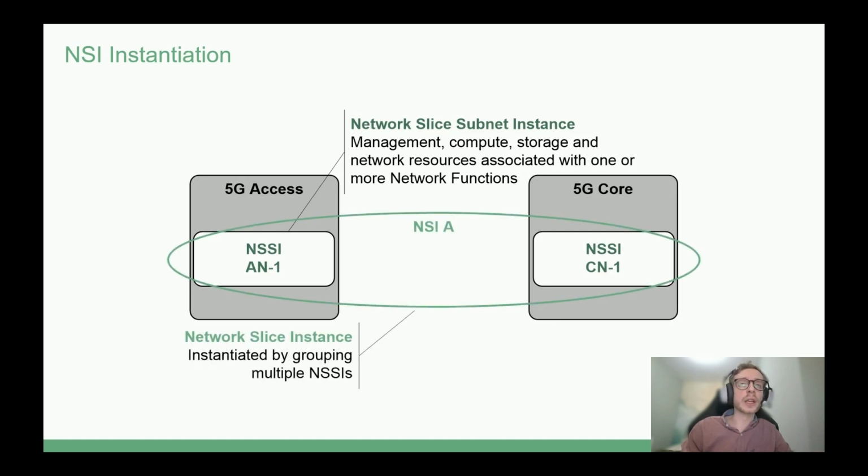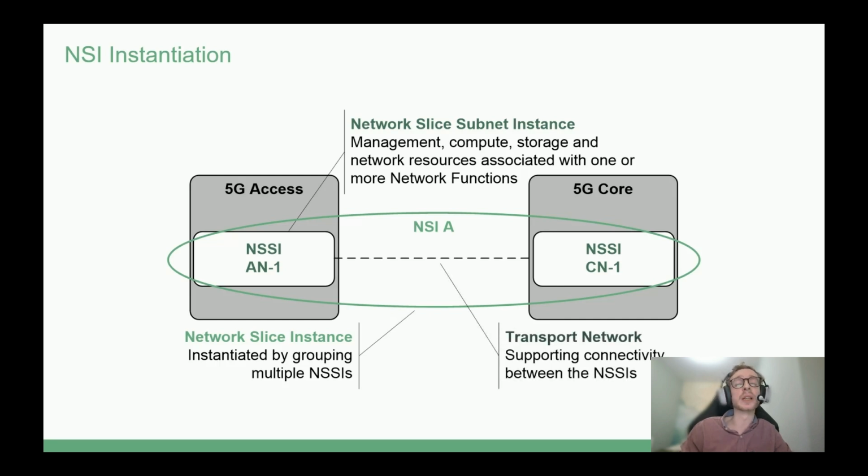So as you can see on the screen, we've labeled the NSSI for the access network as AN1, and for the 5G core, we've labeled it as CN1. So our network slice instance is a grouping of these NSSIs. And obviously the transport network is going to support the communication and connectivity between these different NSSIs.